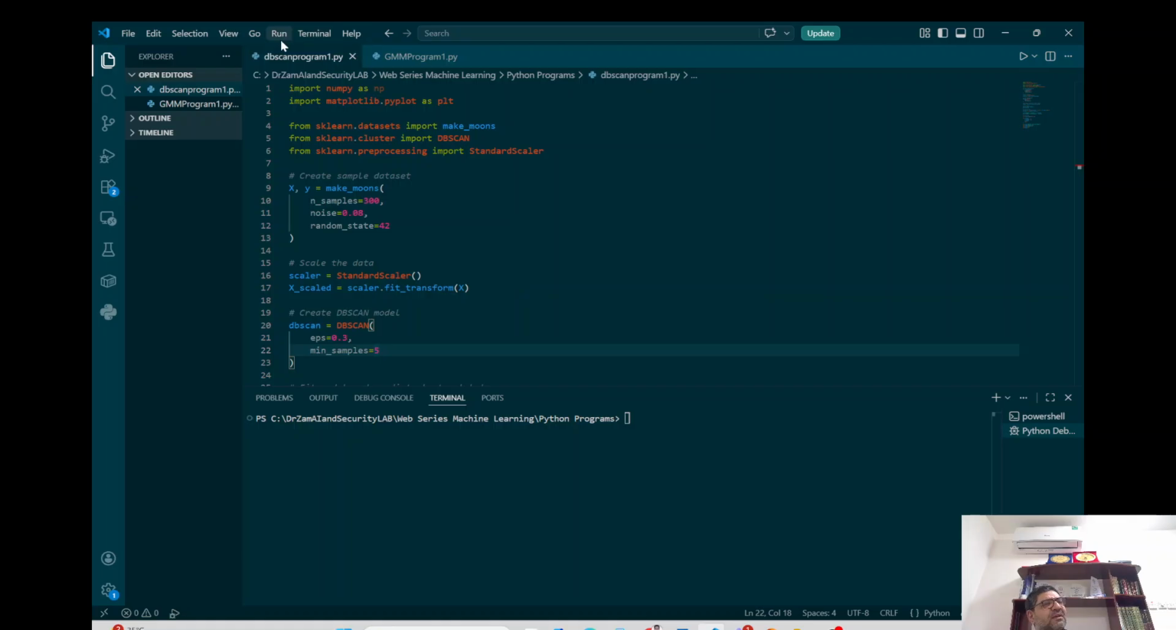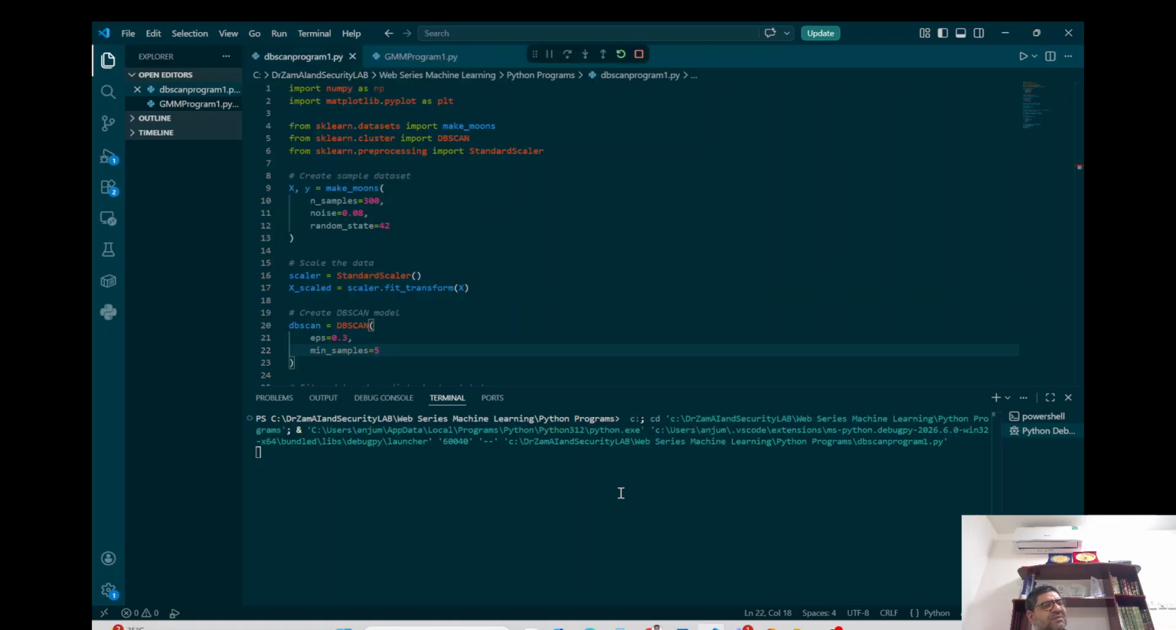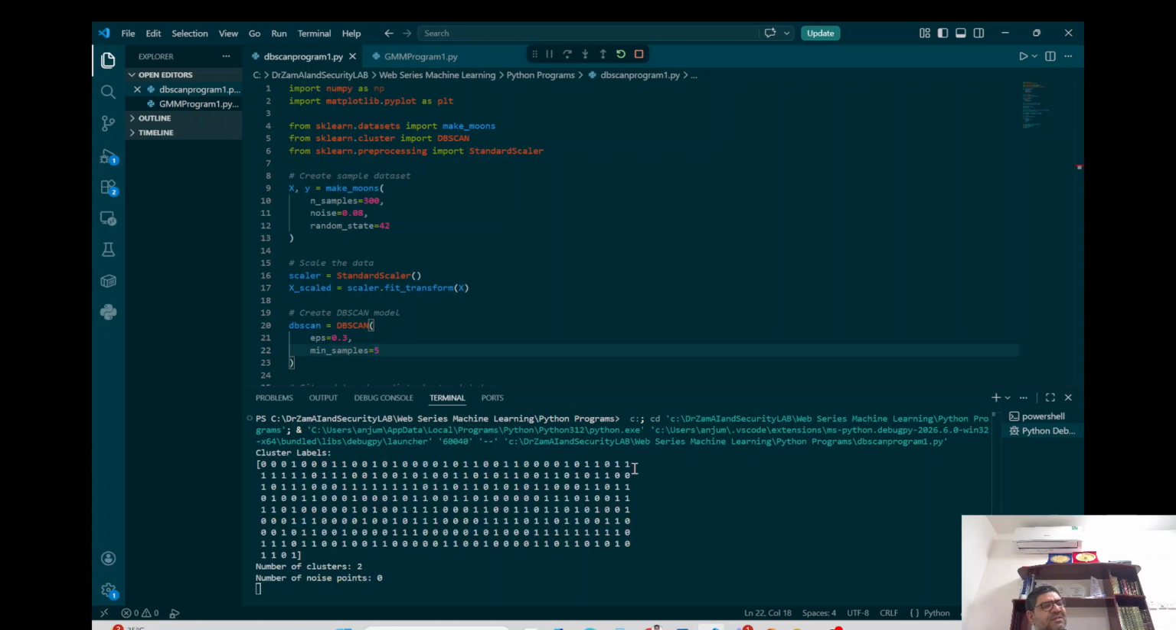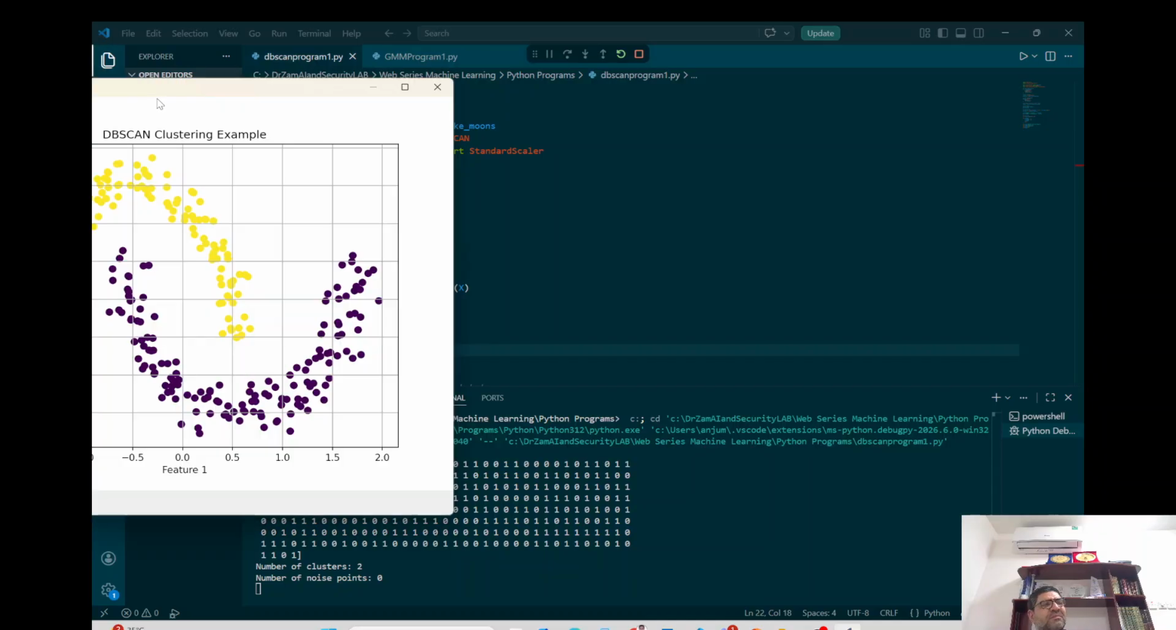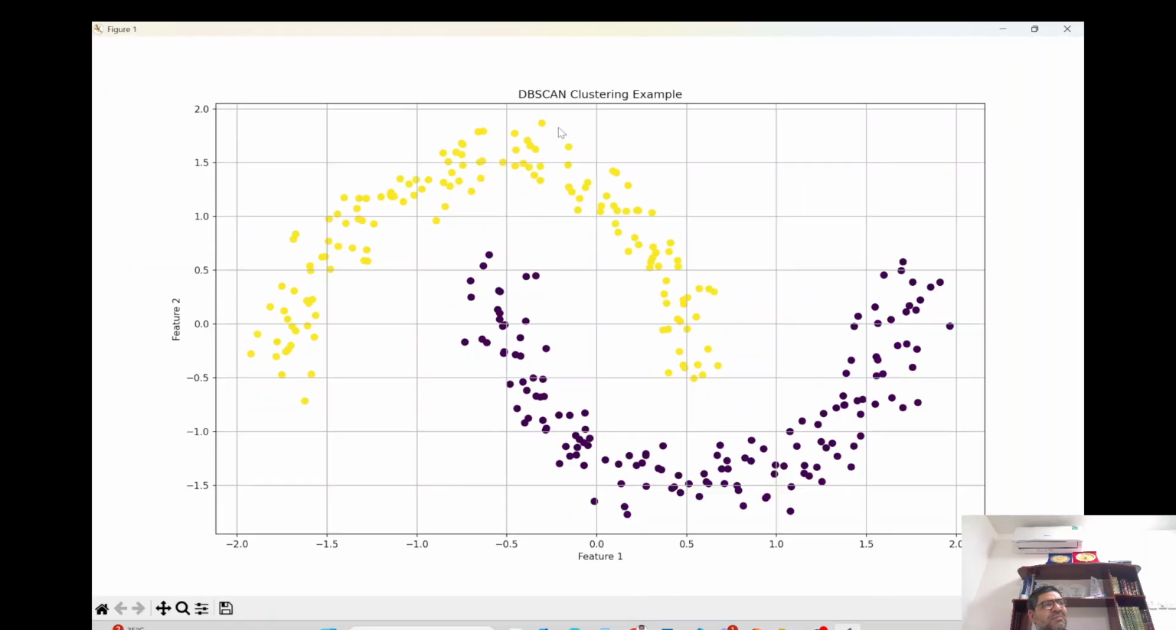You can see, I will run this, and first of all it will give us the data which is there, I believe. And then afterwards, these are the data cluster labels. The number of clusters that are formed is 2. The number of noise points it has detected is 0. So I can show you the graphical presentation of this.